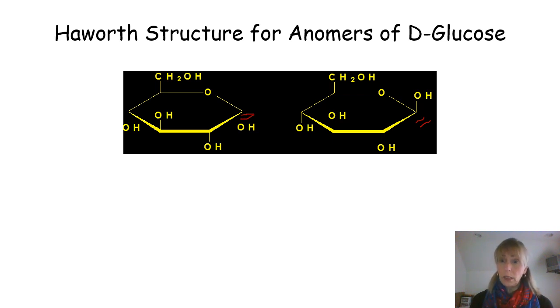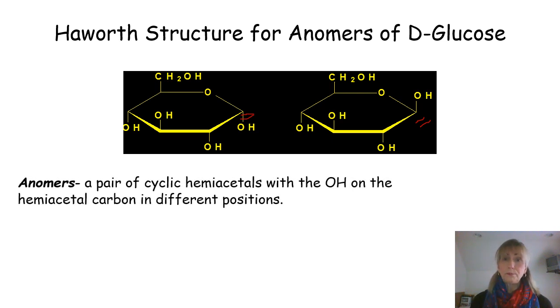What gives? Well, these we said are anomers. Anomers are a pair of cyclic hemiacetals with the OH on the hemiacetal carbon in different positions. That's what we're seeing here. This is that hemiacetal carbon, right here. Let's put it in.